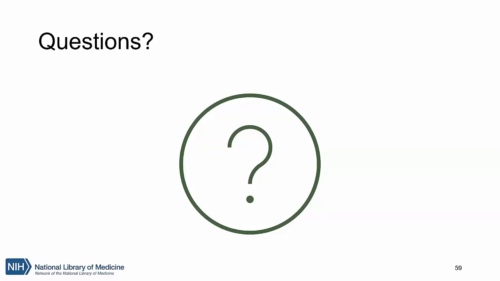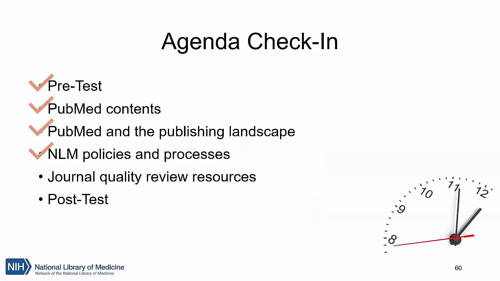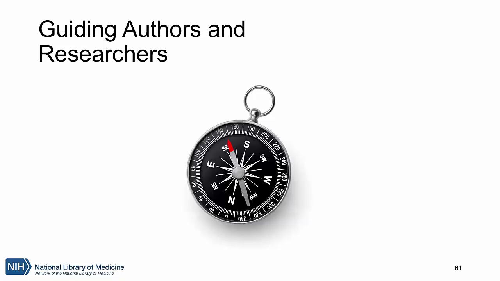Great questions. Okay, let's move on to our final topic, which is discussing journal quality. I'm going to talk just briefly about guidance to help authors and researchers at your institution navigate the complex landscape of scholarly journal publishing today. We know that these issues of journal and article quality are not specific to NLM. We also know that these challenges, while daunting, are an opportunity for librarians.